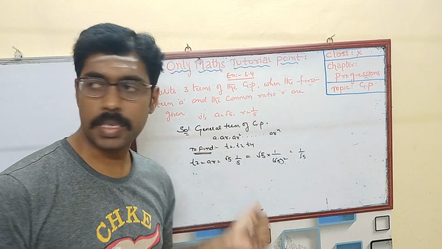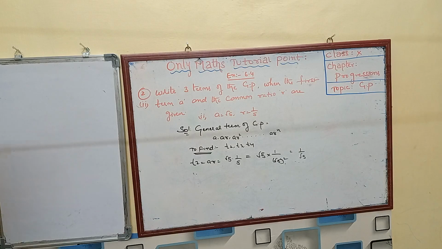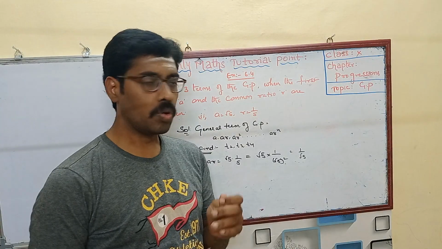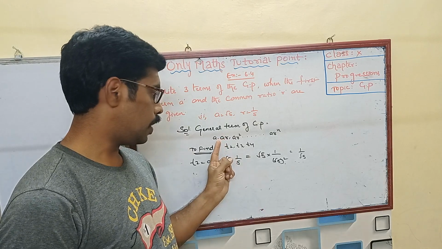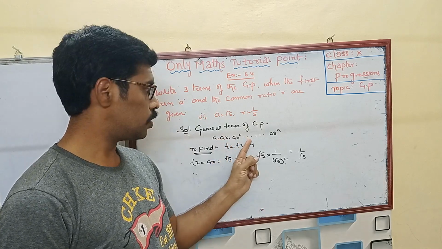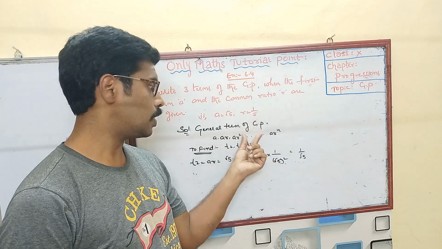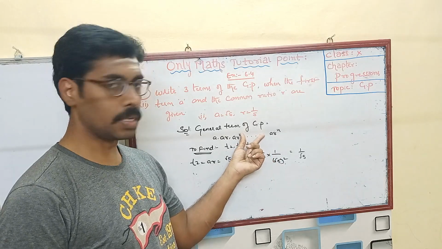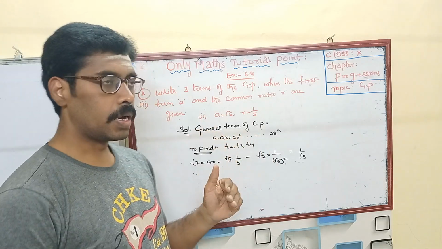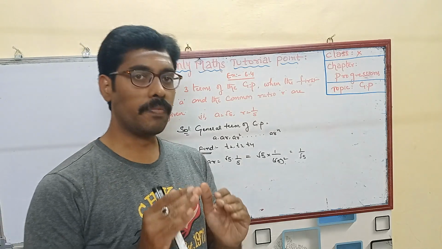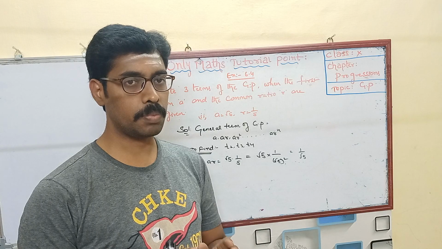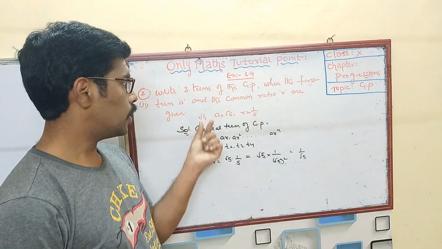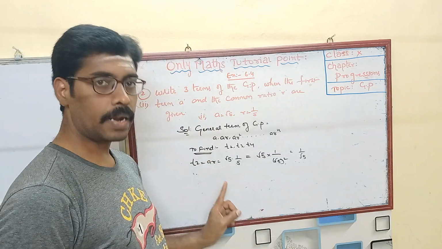So before going to this, you need to know what is the general term of the GP. What is the general term of the GP? That is A, AR, AR square, so on, AR power n minus 1. This is the general term or the nth term of a GP. So as I said in the previous video also, if we know the first term and the common ratio, then we can find any term in the GP series. So we need to find T2, T3 and T4.